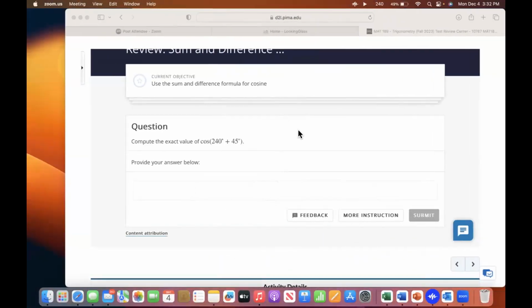Okay. This one, pretty similar. Yep. Just got a snip of it.